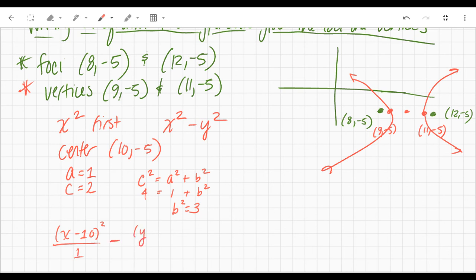Minus y minus -5, so y plus 5 squared over b squared equals 1.